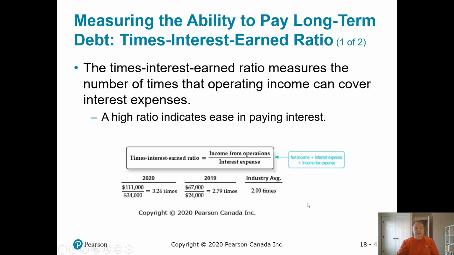The times interest earned ratio, it's kind of an interesting one that looks at how our interest costs are relative to the income that we make. So if we've got $34,000 of interest costs and we made $111,000, well, we made 3.26 times our interest costs, which is great. And we look at that in 2019, it was 2.79 times. Okay, well, it's better. We're making more net income relative to the interest costs than we were in 2019.